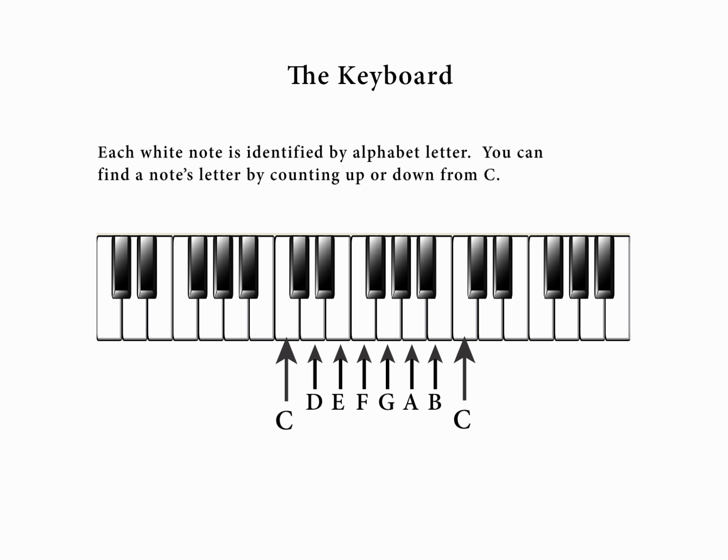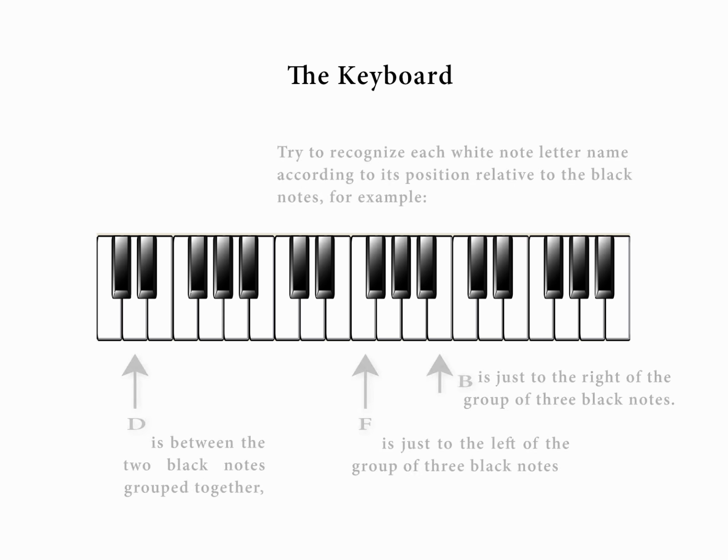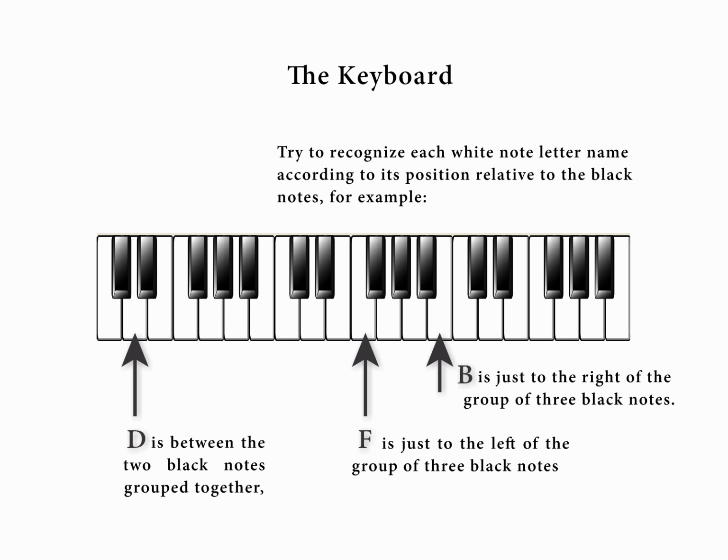From C, you can find a key's letter name by counting up the alphabet, 1 letter per key. As you develop facility in identifying the letter names of keys on the piano, you learn to recognize each white note letter name according to its position relative to the black notes. For example, D is between the 2 black notes grouped together. F is just to the left of the group of 3 black notes. B is just to the right of the group of 3 black notes.